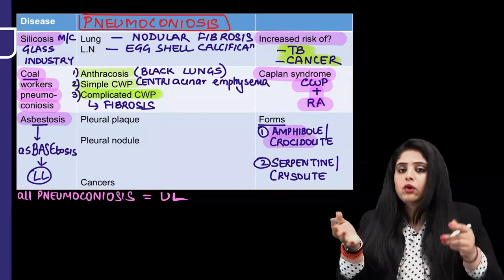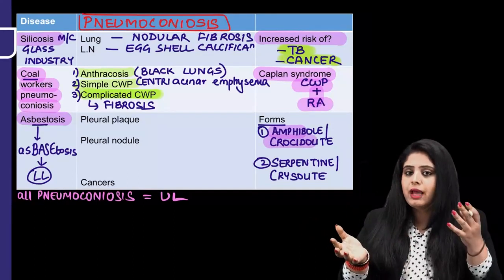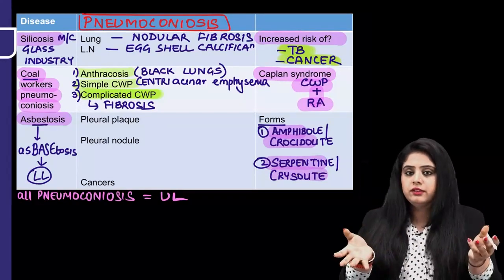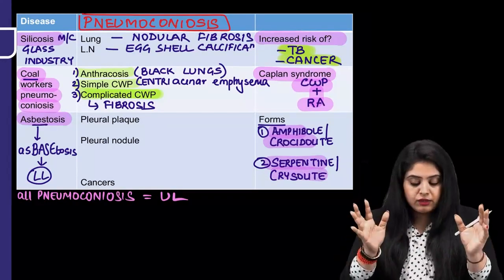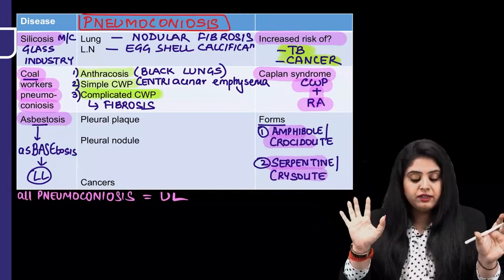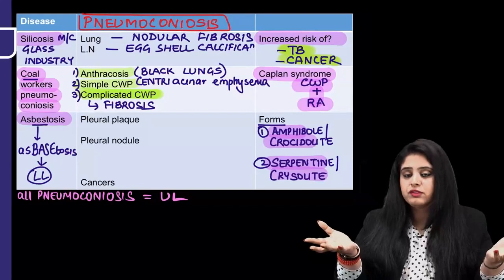Don't we believe that a crocodile can live on land and in water? So amphibole and crocidolite are the same, and serpentine and chrysotile are going to be the same. So amphibole and crocidolite in one place, and serpentine and chrysotile in one place. These are the two forms of asbestos that are known.